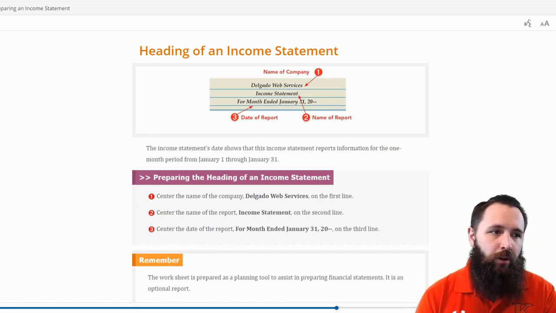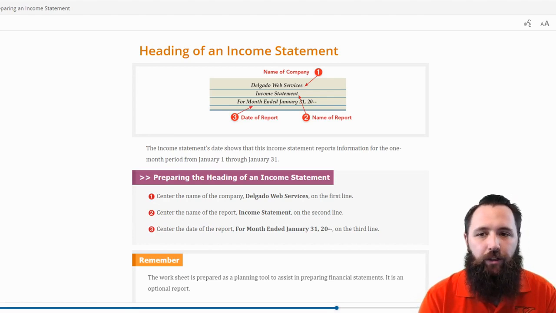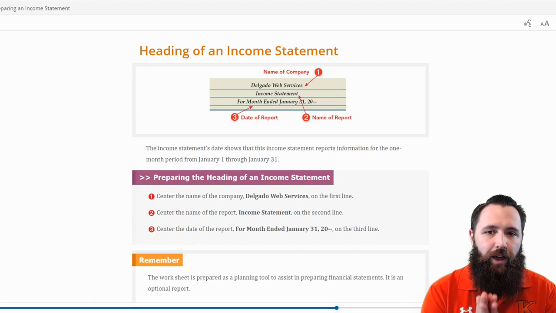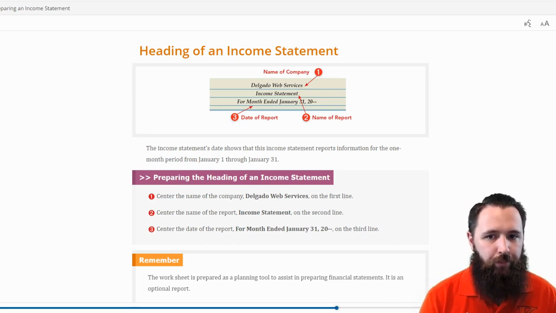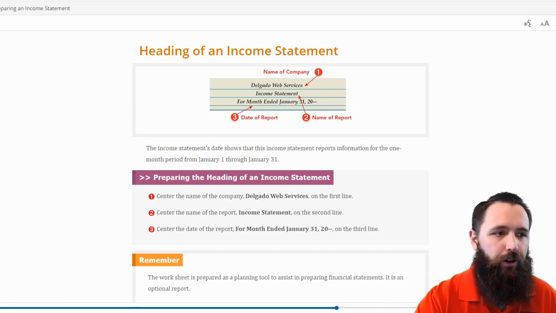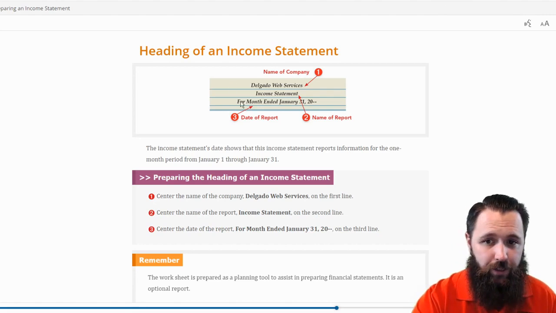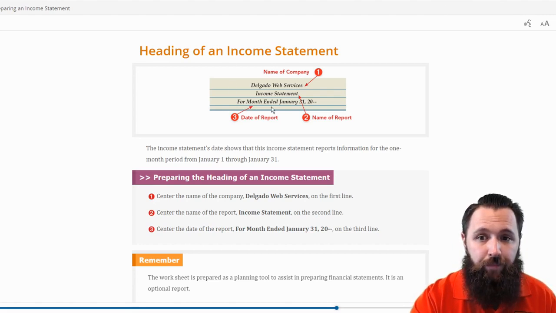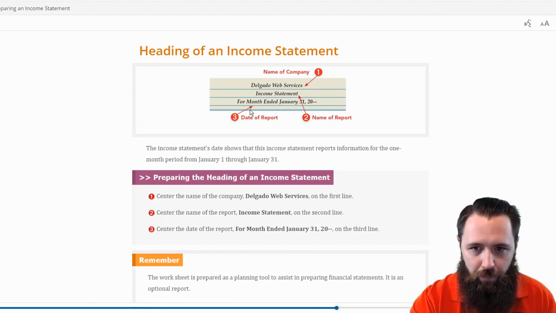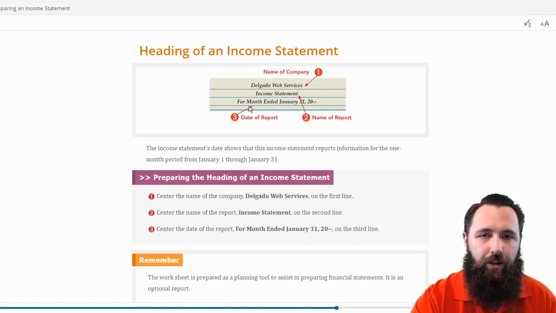But it's important to remember that what you write here is an indication of your fiscal period. So here it says for the month ended January 31st, which means that this information on the income statement is going to record all the information in January. All right. So for month ended January 31st. This will be different depending on the date, obviously. But then when we get into our balance sheet, we won't put month ended, and you'll see why. So that's why I'm pointing it out right now.